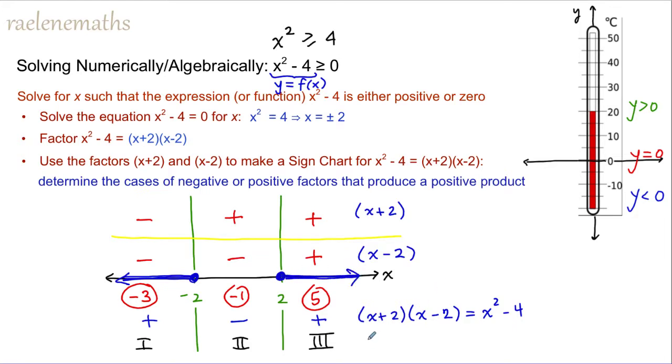And so our solution here is the same result we found using the graphical approach. x is less than or equal to negative 2, or x is greater than or equal to 2. In my next video, I'll show an alternative to the two different methods that I've shown here that help to speed up the process.